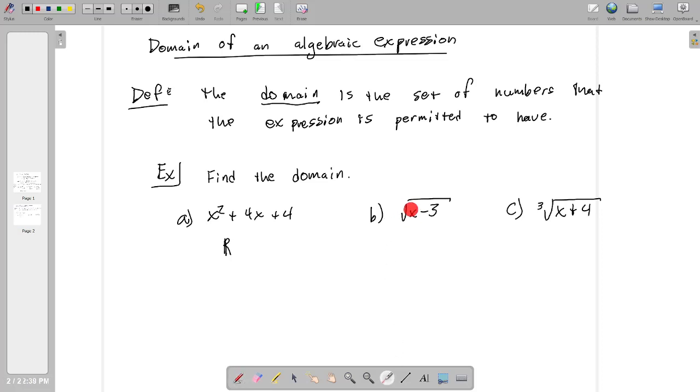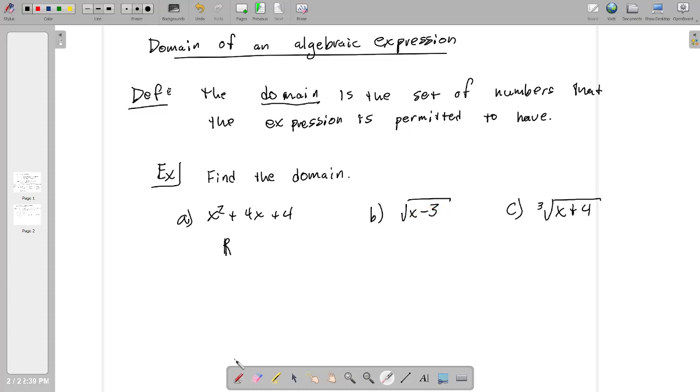For part B, however, there are values that we cannot take. For instance, if I try to plug in x equals 0, I would get 0 minus 3, and then I have the square root of a negative number. But the square root of a negative number is undefined. It doesn't give us an output value, therefore, it's not permitted for this particular expression. We need to figure out all the values for which x minus 3 is non-negative.